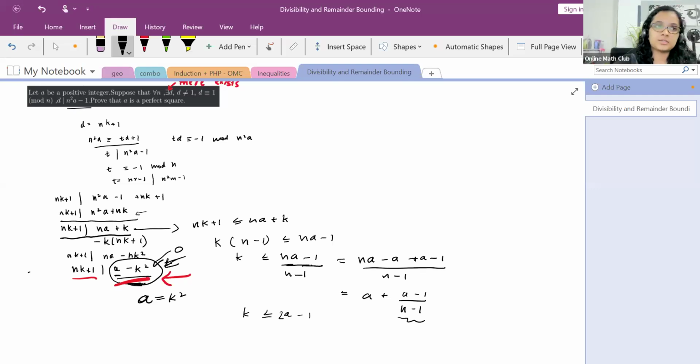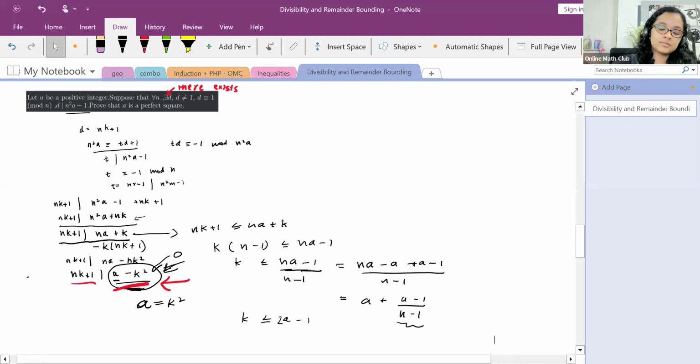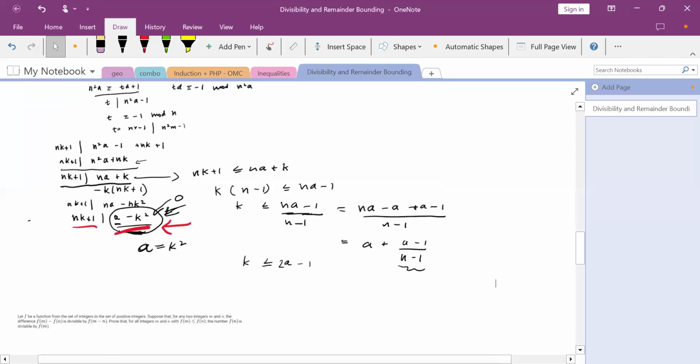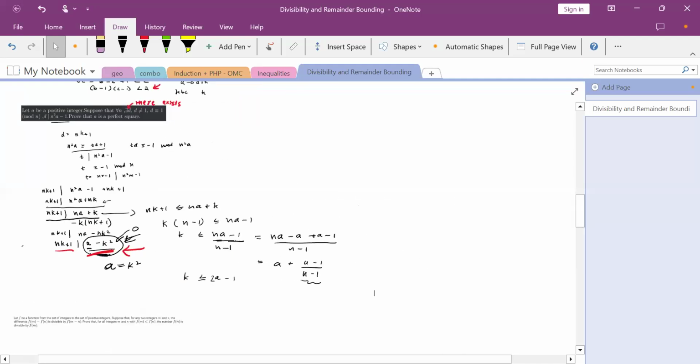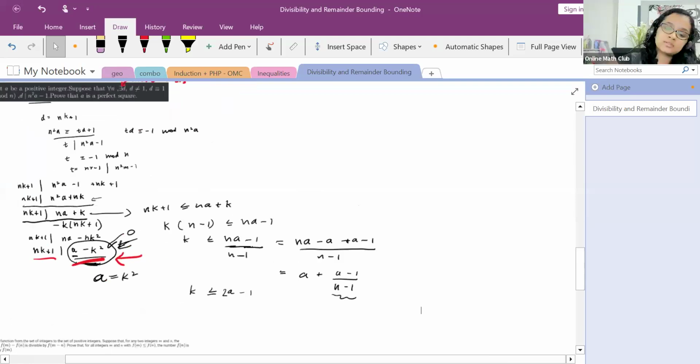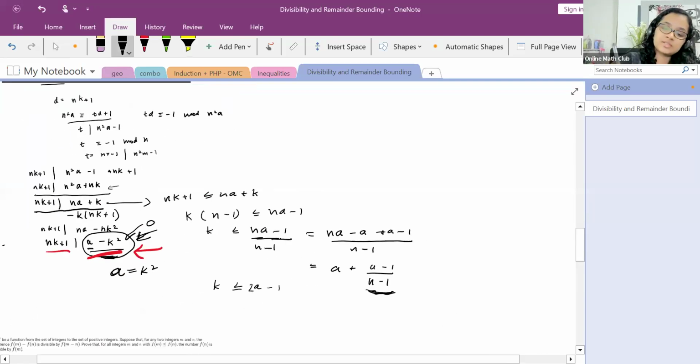If anyone else has any questions, please ask. So if no questions, how is k less than or equal to 2a? Just because of this, the minimum value this can take is 1, right? Like if n is 2, this is 1. So this is just less than or equal to a plus a minus 1.